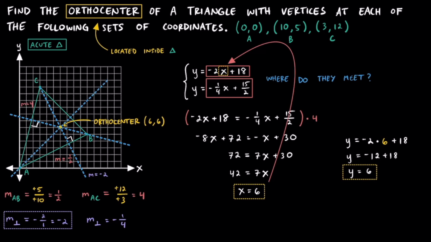And in case you were wondering, here's where the last altitude would be. It'll go through point A and is perpendicular to segment BC. Remember, even though there are 3 sides of a triangle and 3 different altitudes, we only need 2 of them to find the orthocenter. If you know where 2 of them intersect, then we know where all 3 of them are going to intersect. And there you have it. This is how you find the location of the orthocenter when given 3 vertices of a triangle.